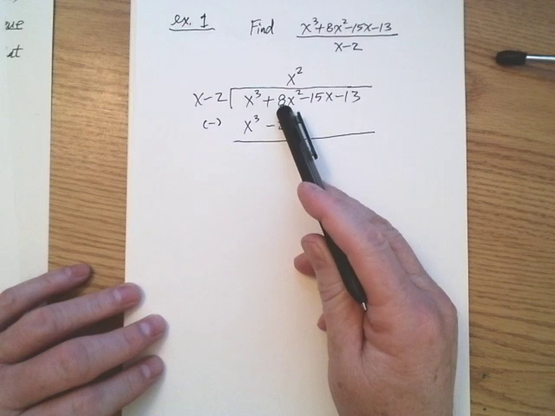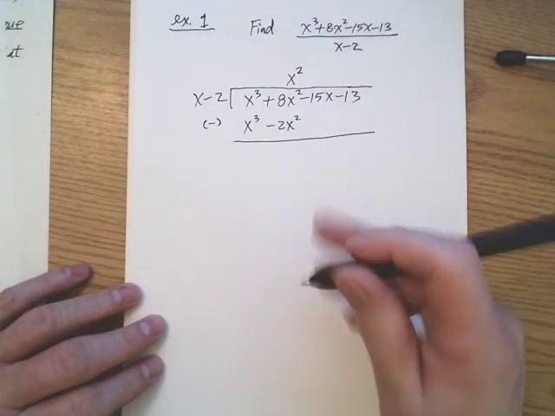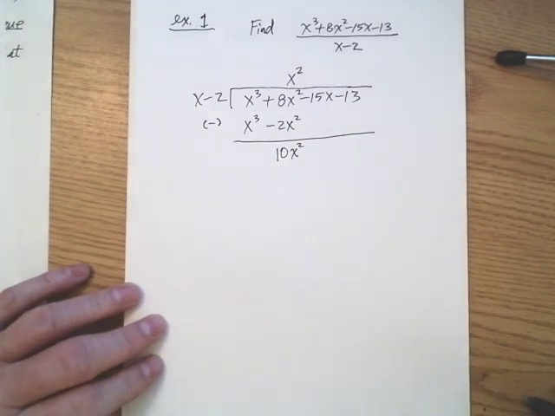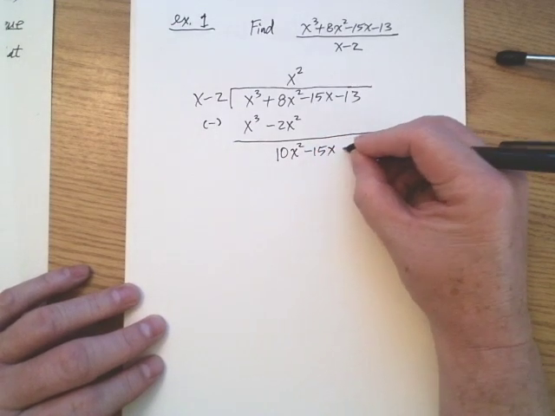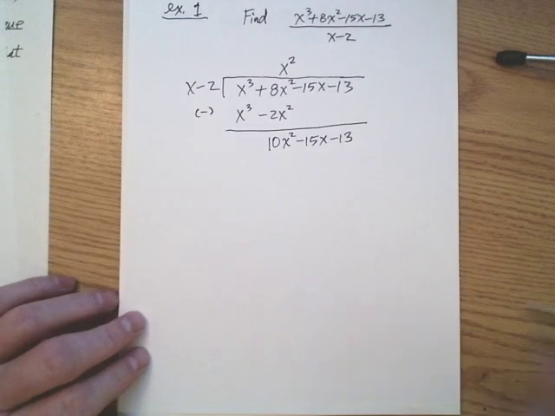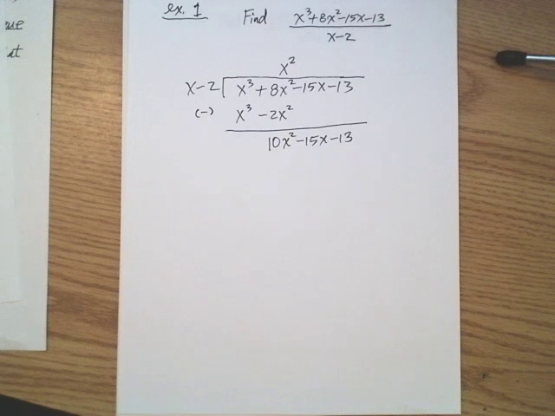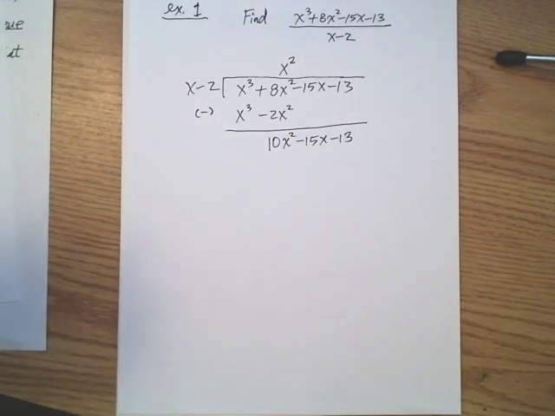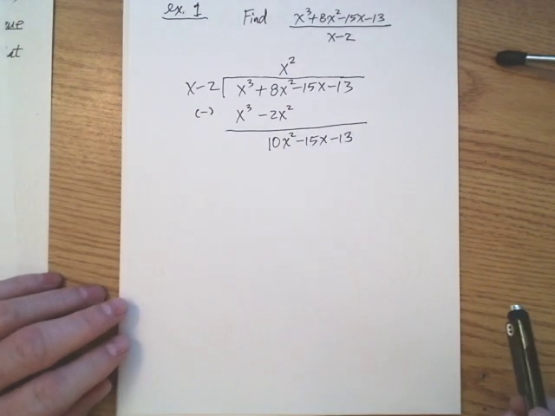Okay, 8 minus negative 2, x squared, right? It would actually be positive 10x squared. Okay, that's actually 10x squared. Now, I'm going to bring down the rest of the dividend polynomial, so the minus 15x and the minus 13. And now I claim this is my remainder so far. It's not my final remainder because what? The degree of this is too high. It's higher than the degree of the divisor.